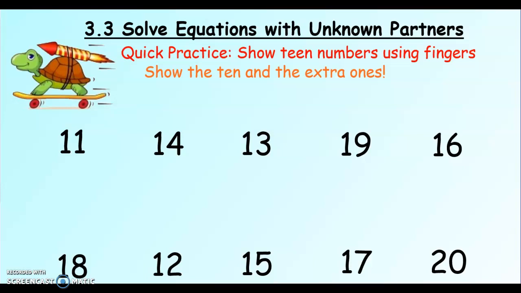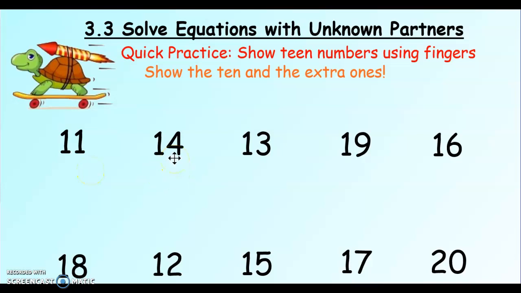Hi first graders, today we are going to be doing lesson 3.3, solve equations with unknown partners. Before we start that, I want to do a quick practice showing the teen numbers using your fingers. We want to show that there is the 10 and then the extra ones. So in the number 11, there is one 10 and one extra one. So you'd put up 10 fingers and then one finger.